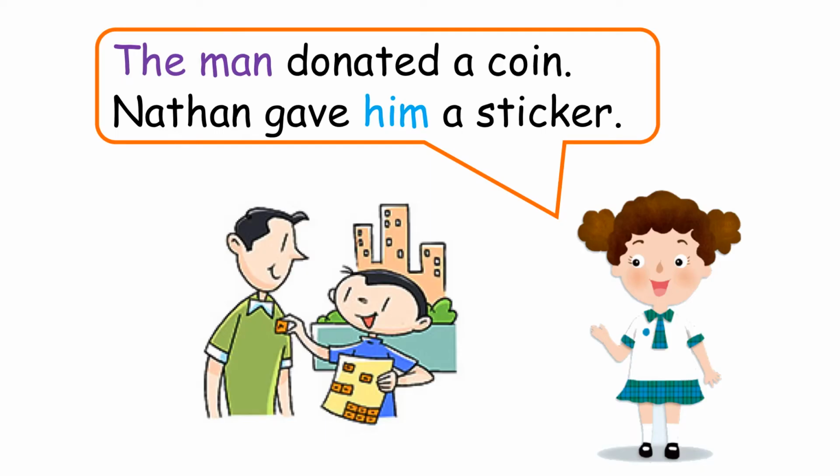Alright, let's listen to some examples. The man donated a coin. Nathan gave him a sticker. We use object pronouns to talk about people and things. And we use the object pronouns as the object of the verb.